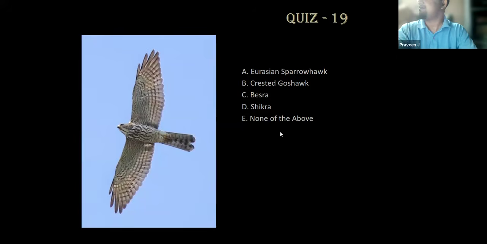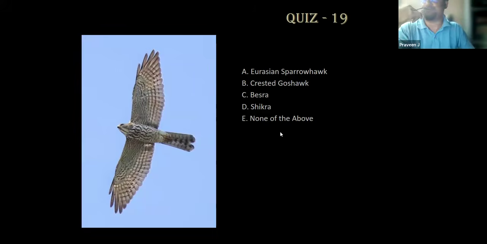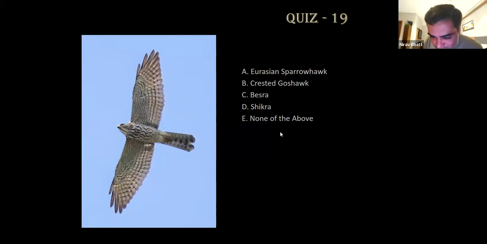Not much participation, 51% Besra, but there are people selecting Goshawk and Shikra, none of the above. 18% none of the above. Correct. Okay. So let's stop the poll here. This needs the maximum discussion because these are the birds which are difficult to identify. So these are difficult birds. They are kept at the end once again for clarification.